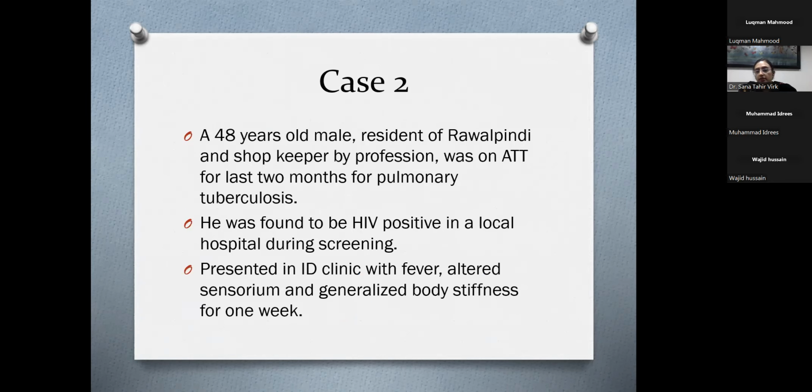So this was the first case. Now I will continue with the second case. We had a patient, a 48-year-old male, resident of Rawalpindi and a shopkeeper by profession. He was on ATT for the last 2 months for pulmonary tuberculosis. He was found to be HIV positive in a local clinic during screening. He presented to the ID clinic with fever, altered sensorium, and generalized body stiffness for 1 week.